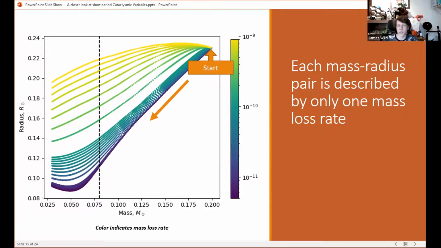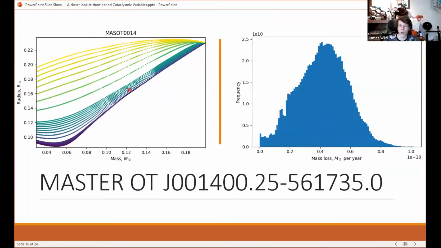All right, so anyway, let's take this model grid and apply it to some data and see if we can get some mass loss rates. We're almost up to date with the project. From here, there are preliminary results, just as a proof of concept. Here's a system called MASTER OT J0014. On the left here is that same plot again, but now there's a little red cross in the middle. And that's where the donor mass and radius for this system is.